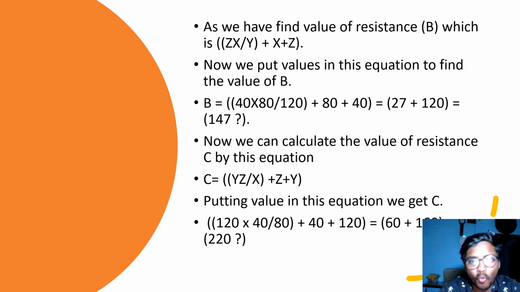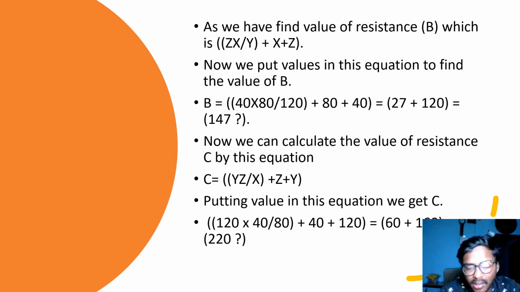Now we find the value of resistance B, which is ZX by (Y plus X plus Z). Now we put values in the equation to find the value of B. B equals 40 into 80 by (120 plus 80 plus 40) equals 27 plus 120 equals 147.